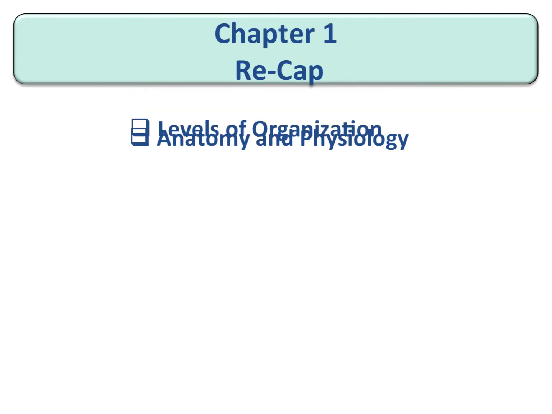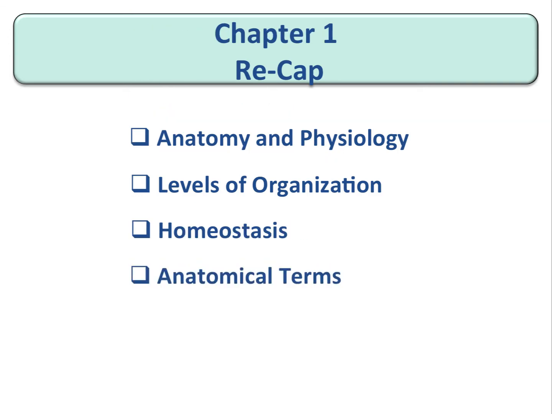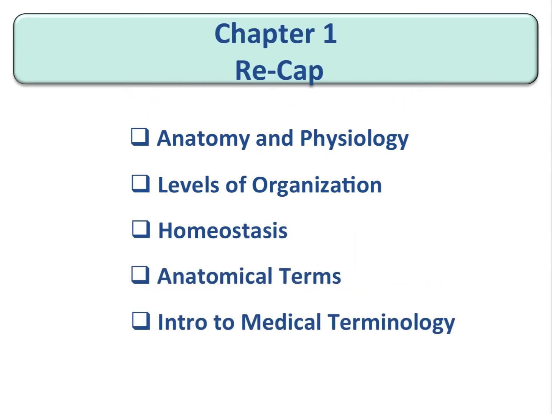Well, that's it, and we're going to recap now that in Chapter 1 we've looked at anatomy and physiology, levels of organization, homeostasis, anatomical terms, a brief introduction to medical terminology, and finally major body cavities, regions, and quadrants.